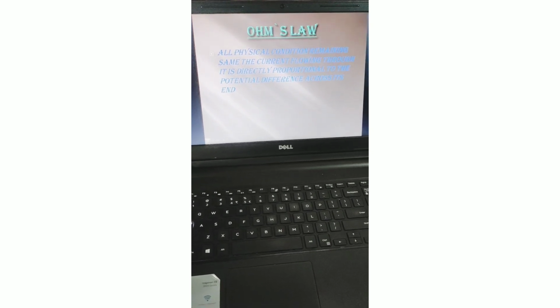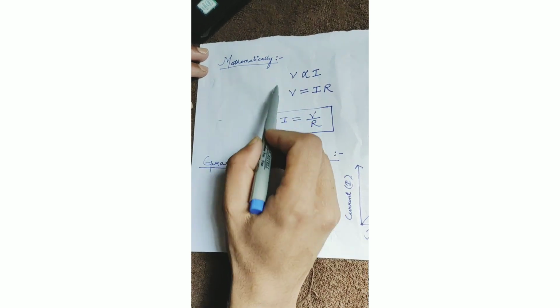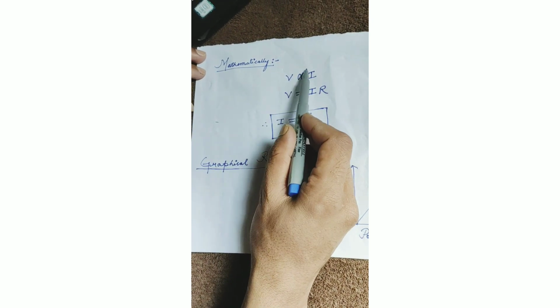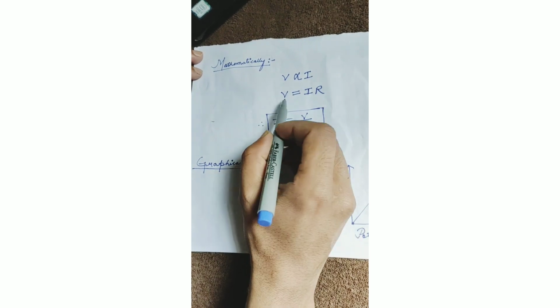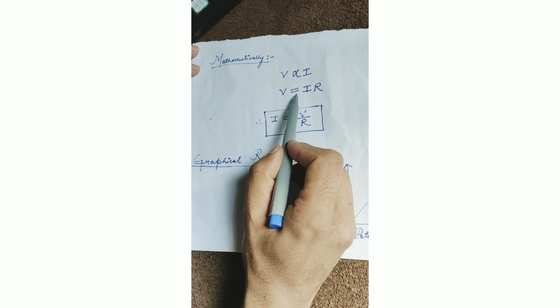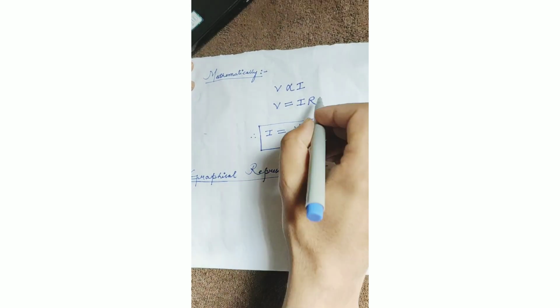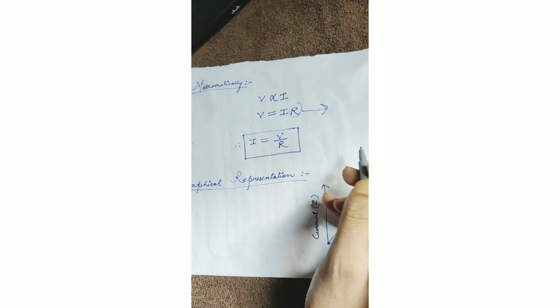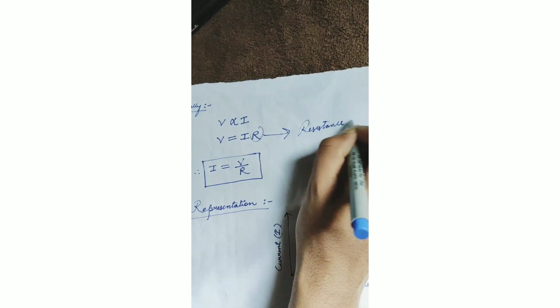I will show you mathematically. Please see here. Mathematically, potential difference V is directly proportional to I according to the statement of Ohm's law. So V is equal to IR. When this proportional sign is converted to an equal to sign in physics, there will be an introduction of a constant. This R is a constant. So we call it what? A resistance, which we have already learned.